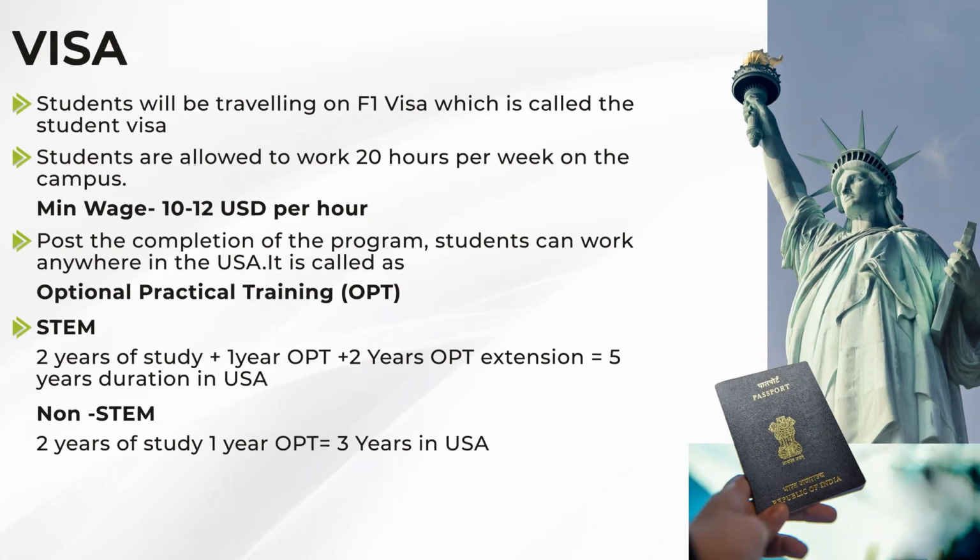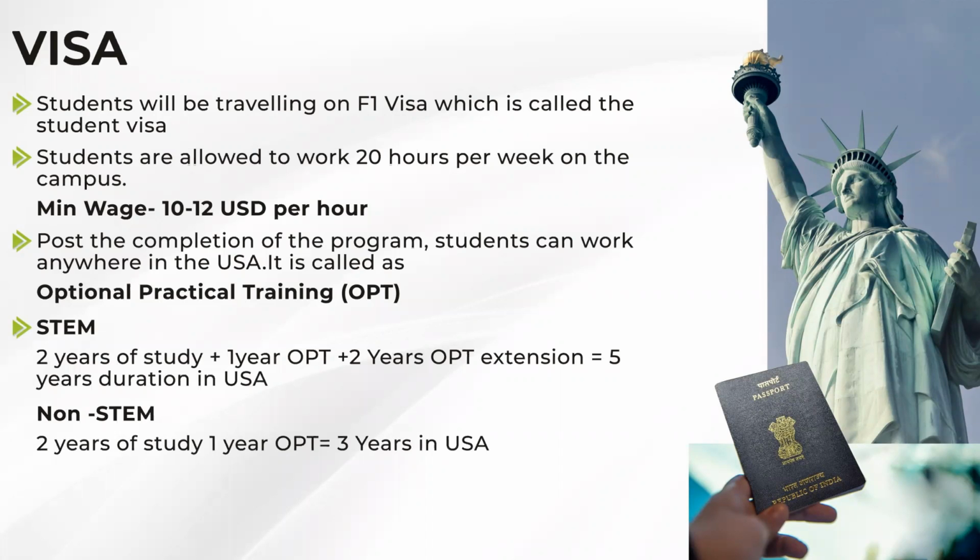Now, here by 2 years, I mean to say, in a period of 18 to 20 months, your program will end. Now, the program duration is not actually 24 months. It is of 18 months, or maximum it can go up till 20 months. That will be your program duration. Post then, 1 year OPT is provided to all the students, wherein you are able to practice work anywhere in the country. Here, even the wages are very high.